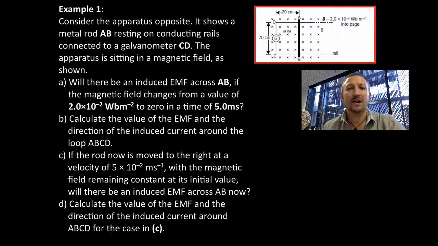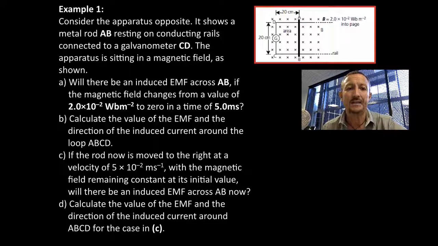Okay, so let's look at a scenario as to how we can use this. So here I've got an example, and we're going to be employing both Faraday's law as well as Lenz's law. So I've got an apparatus on the right hand side there. We've got a rod, A to B, which is in a magnetic field. It shows that the metal rod A and B is resting on conducting rails connected to a galvanometer C and D. Now remember, a galvanometer is just a meter which can read the flow of current. So the apparatus, as we can see, is sitting in a magnetic field as shown.